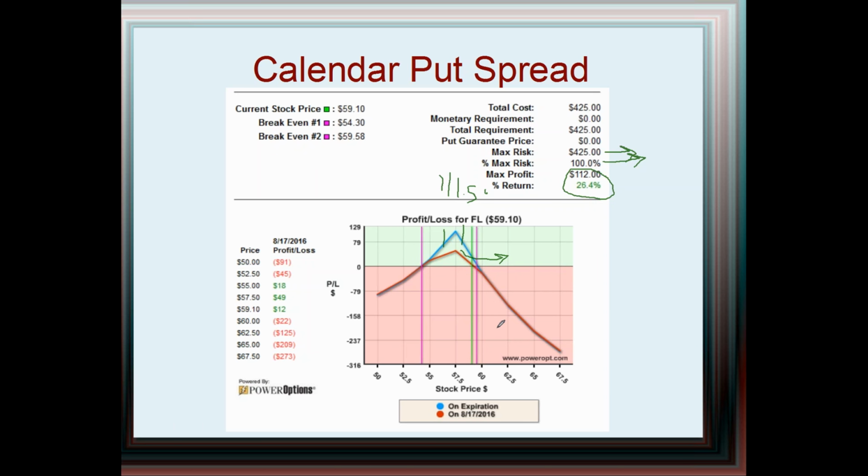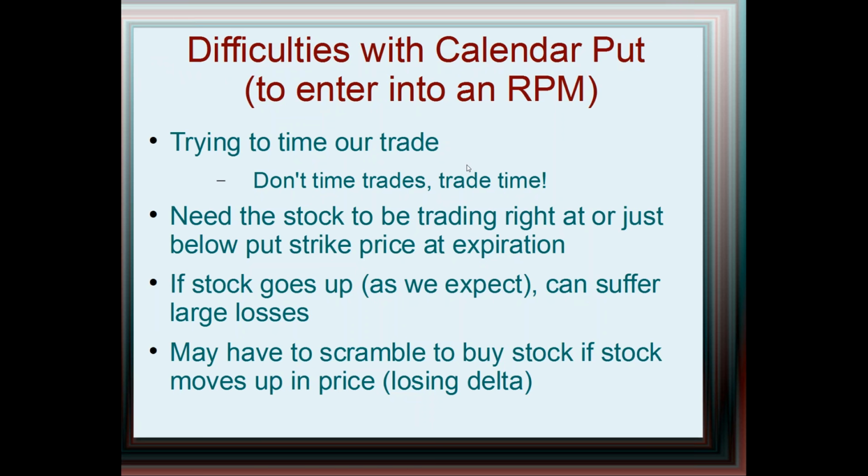The difficulty with the calendar put is you're trying to time your trade. Okay? You found a position that you're bullish on, but rather than putting yourself in a position with a positive delta to the upside, in the direction you thought the stock was going to go, you're capping your gains, and you're trying to find a position that is going to stay in a tight range over a short period of time and then will go up afterwards. You need the stock to be trading right at or just below the put strike price at your expiration.